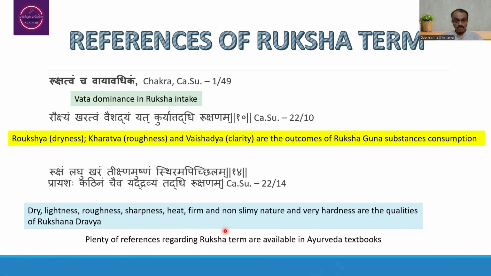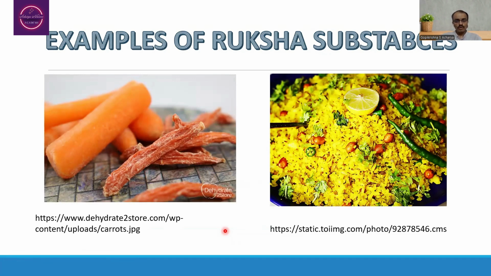When you think about the references, plenty are available regarding the term Rukshana, both in the main textbooks and in the commentaries of those textbooks. Regarding examples of Rukshana Dravya, here this is a normal carrot, whereas this is a carrot having Rukshata in it. Another example of Ruksha is Poha, which has Rukshata present in it.